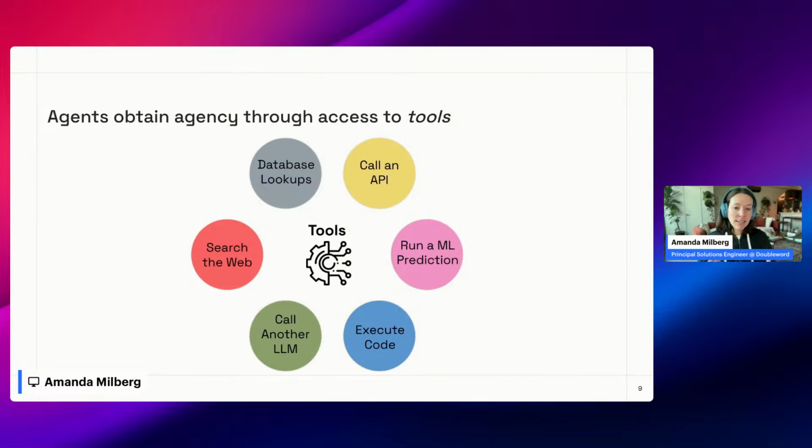And what's interesting is that these tools don't have to be LLM based in nature. So they can range from, and you see on the screen, things like performing database lookups, calling APIs, running machine learned predictions, executing custom code, or calling another LLM. And so you can imagine how many tools could be useful for a single organization or across an enterprise. And you could imagine how helpful it could be if these tools could be standardized or reused.